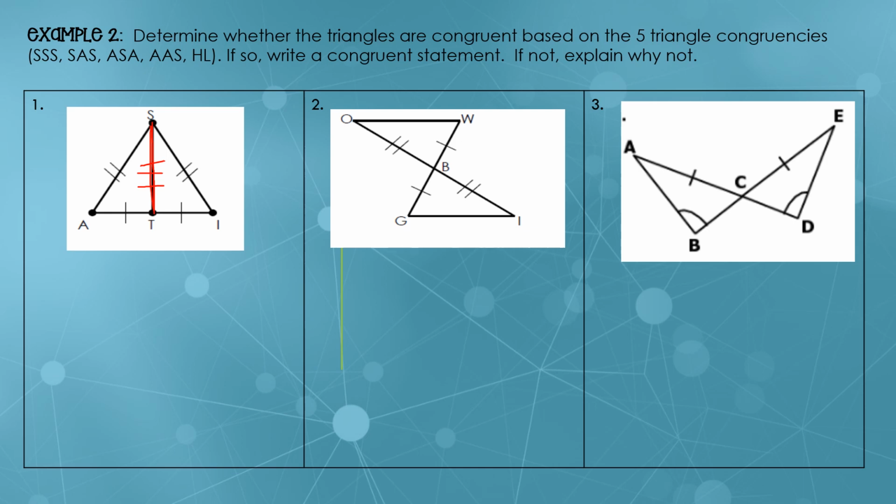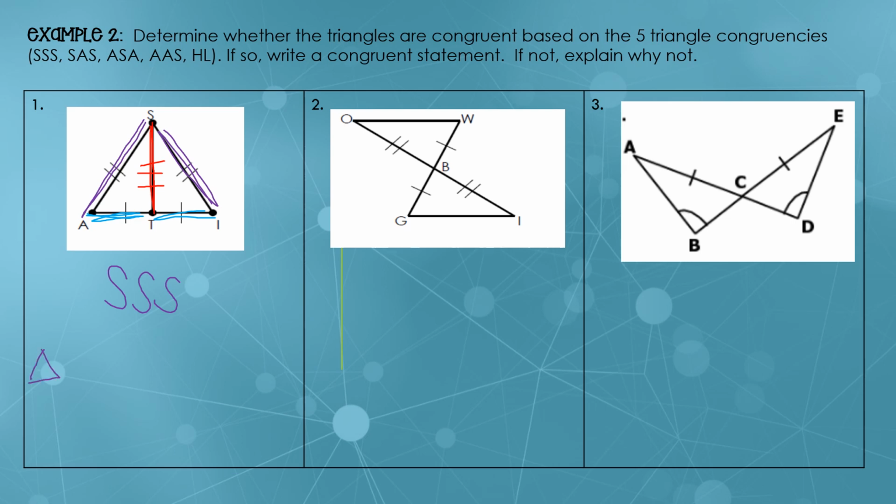You already have AS and IS are congruent. You also have IT and AT are congruent. So by adding that third reflexive side, you now have that all three sides are congruent, which makes the two triangles congruent by side, side, side.